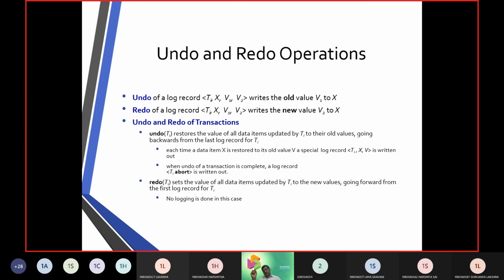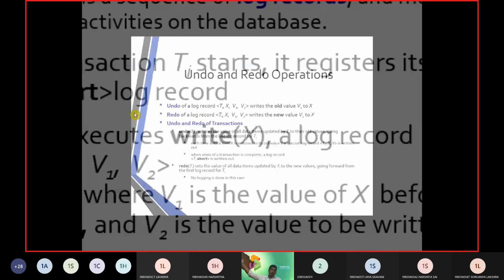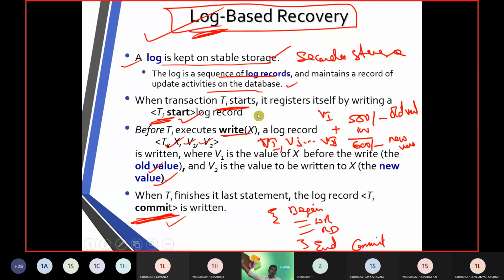Now in between, if we want to switch to another previous transaction, then we can go with the undo operation. After undoing, if we want to move again to the state where we came from, that is what we call redo. So undo and redo are totally worked using log-based recovery.